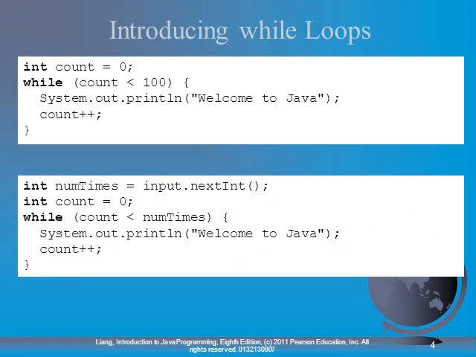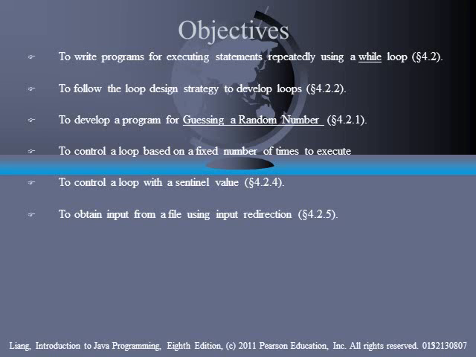So the difference in the two loops is basically in the Boolean expression that follows the while. In loop 1, the count is compared to less than 100. And in loop 2, count is compared to being less than the number of times the user has entered. So, pretty easy fix.